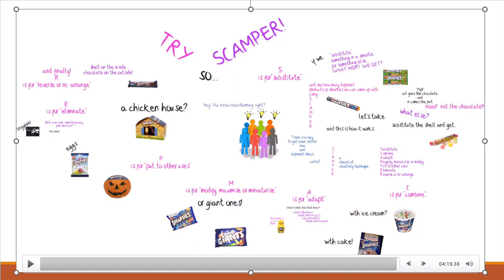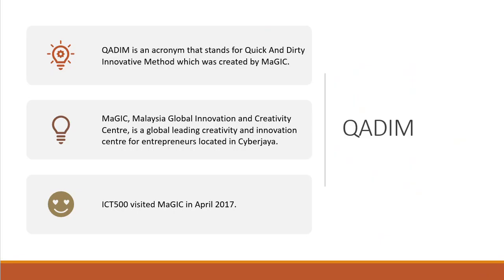Okay, next. So another one is KADIM. KADIM is an acronym that stands for Quick and Dirty Innovative Method, which was created by MaGIC. So what is MaGIC? MaGIC stands for Malaysia Global Innovation and Creativity Centre, which is a global leading creativity and innovation centre for entrepreneurs located in Cyberjaya. So kalau usahawan kan, dia biasanya kita nak idea yang kreatif kan, kita nak improve, nak berinovasi.